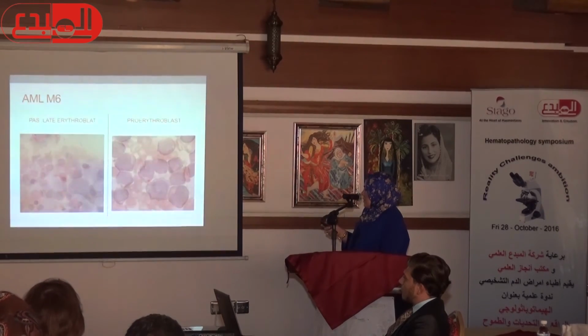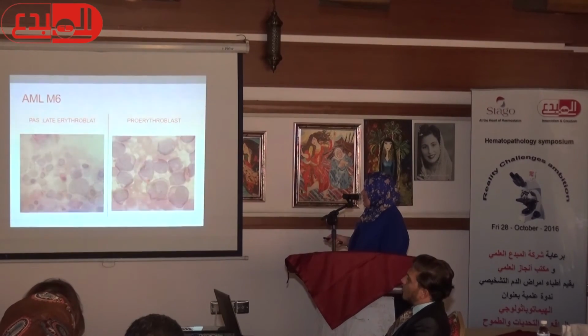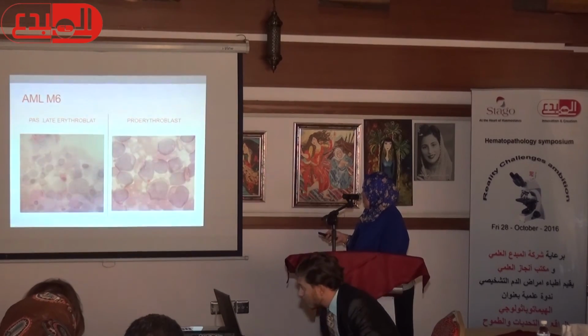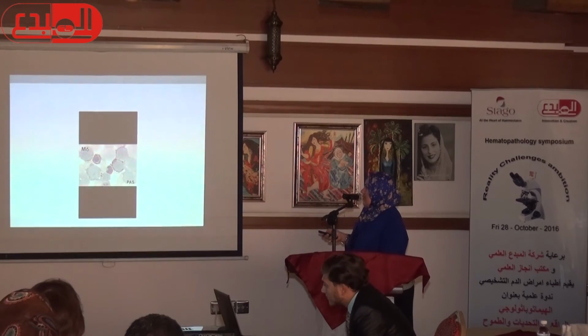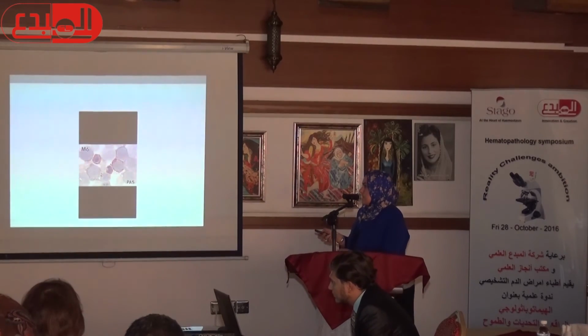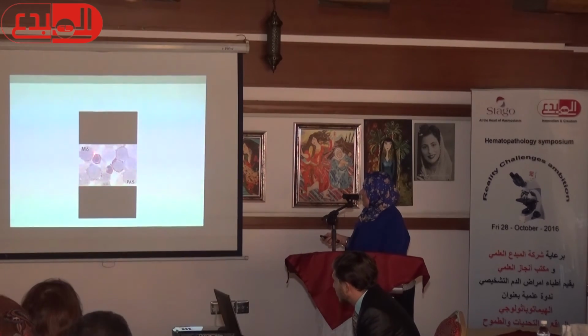This again is a case of M6. This is the positive erythroid. This is a neutrophil. And block positivity can be seen in a pro-erythroblast. This picture is from the Atlas. You can see the clear confluent positivity of the late erythroid and the granular positivity of the early erythroblast.